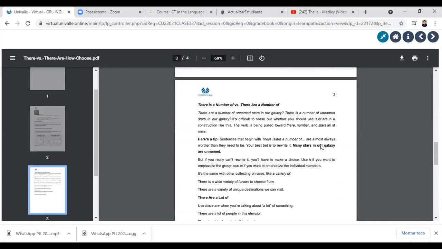There is a number versus there are a number of. There are a number of unnamed stars in our galaxy. There is a number of unnamed stars in our galaxy. It's difficult to tease out whether you should use is or are in a construction like this. The verb is being pulled toward there, number, and star all at once. Here's a tip: sentences that begin with there is, there are, a number of are almost always wordier than they need to be. Your best bet is to rewrite: many stars in our galaxy are unnamed.